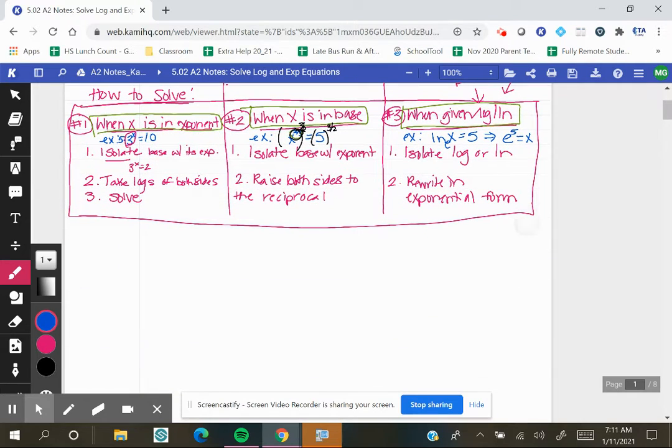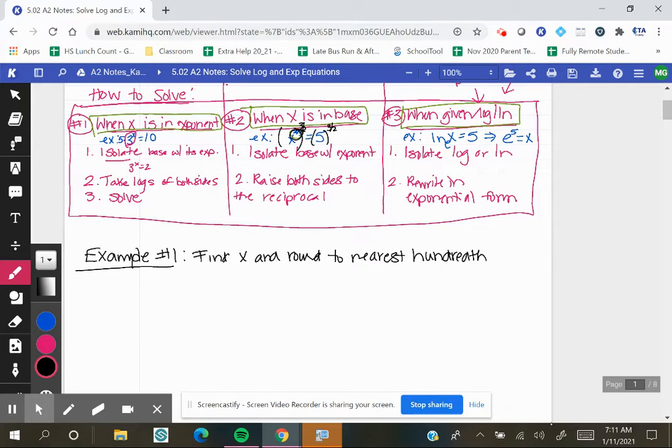All right, we're going to go through now, and I want to do an example of each type. So first we'll start with an example for number 1. So let's find x for the directions and round to the nearest 100th. All right, so our problem is 3 times 5 to the x equals 90.